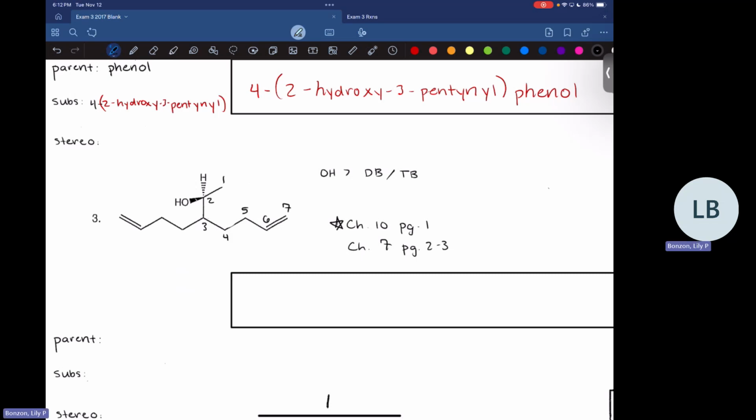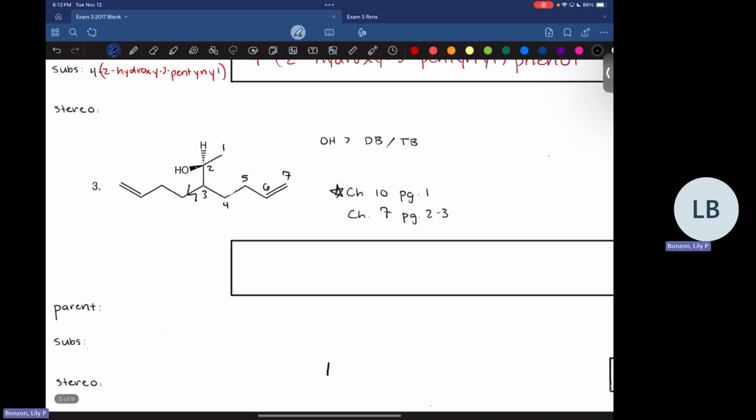6, 7. So that means the other half is going to be a substituent. So we have a 7-carbon chain, so this is going to be a heptane. And then we have a double bond that starts on carbon 6, so this is going to be a hept-6-ene. And the -ol will be our suffix for the alcohol parent, and that's on carbon 2. So heptene-2-ol.